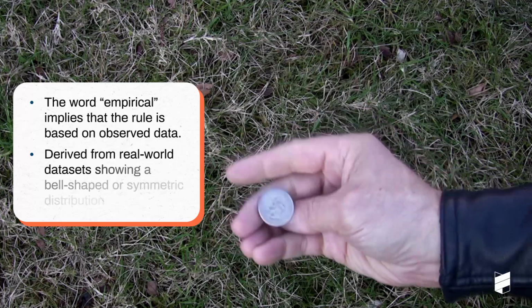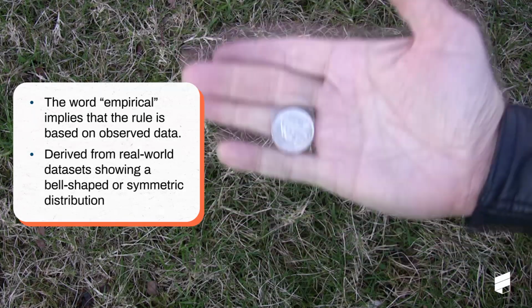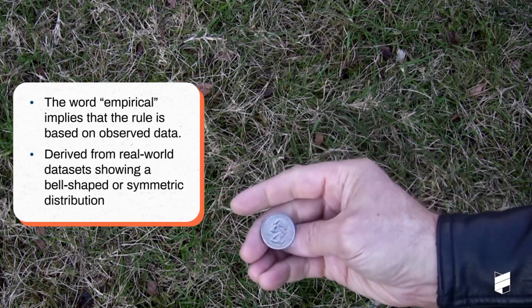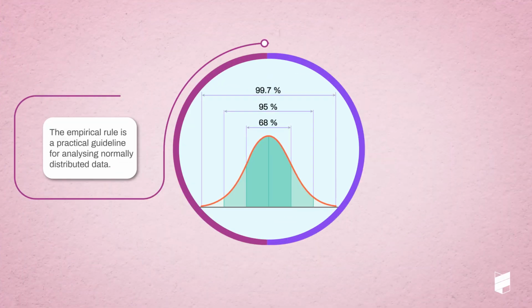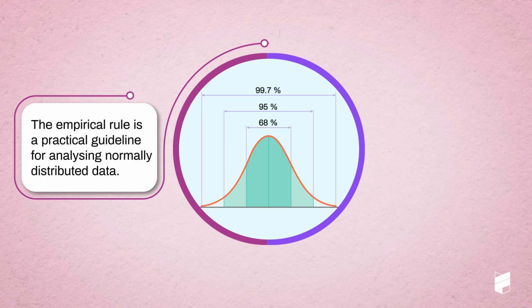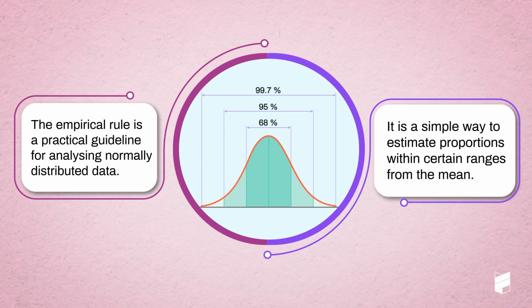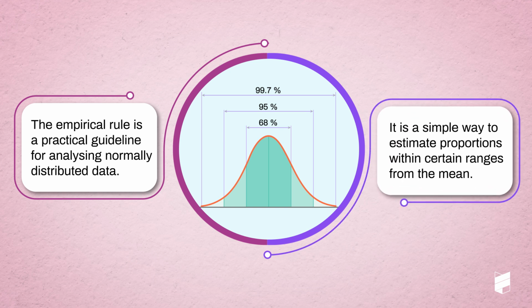It is derived from real-world datasets that exhibit a bell-shaped or symmetric distribution. The empirical rule itself, however, emerged later as a practical guideline for analyzing normally distributed data. The rule gained popularity as a simple way to estimate proportions of data within certain ranges from the mean without requiring extensive calculation.